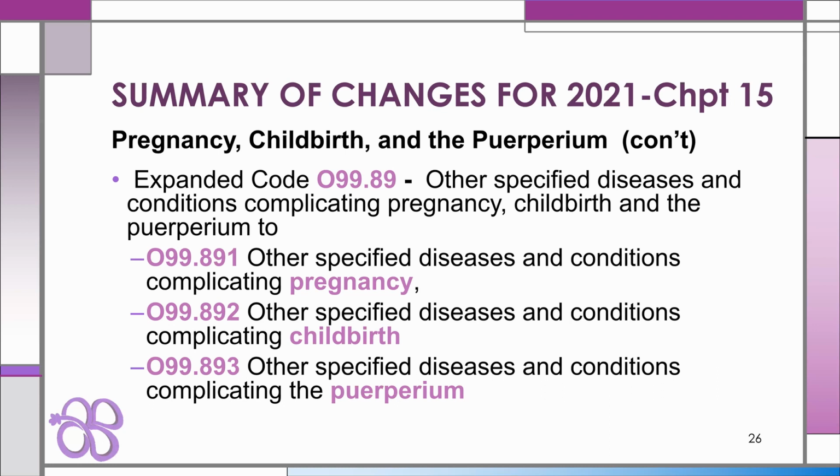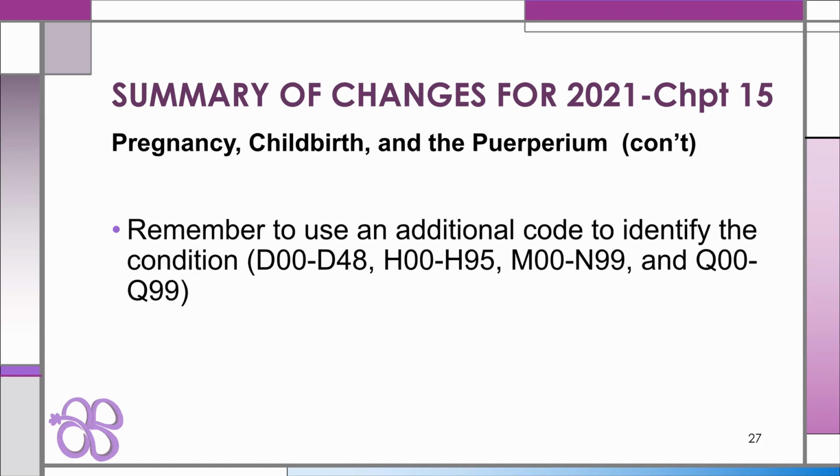There are 3 other new codes expanding the old 9989. It used to be everything was lumped together as pregnancy, childbirth, and puerperium, and now it's all split up. And then the next slide is to remember that you have to identify the condition. Add-on code. And the next issue.